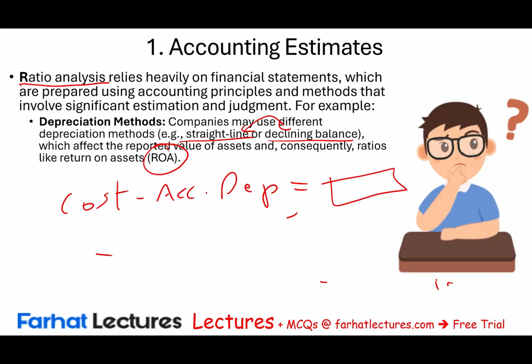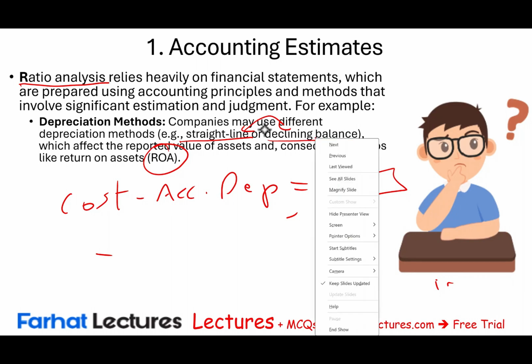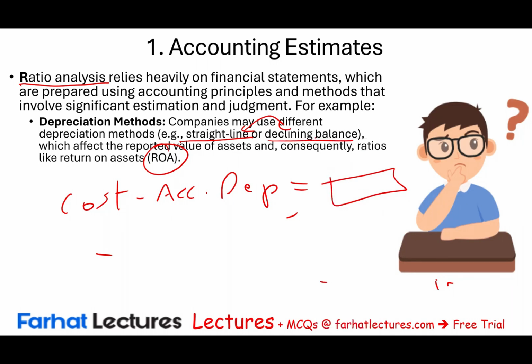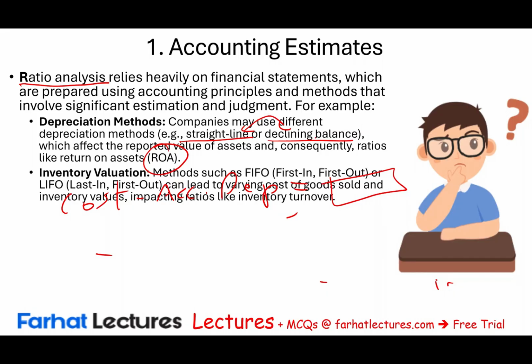So what do we have to do? In the real world, analysts will make adjustments. So if they're comparing two companies, one using the straight line, one using the double declining, they will turn the double declining into the straight line or the straight line into the double declining. Therefore, these two comparisons are comparable, those two ratios.